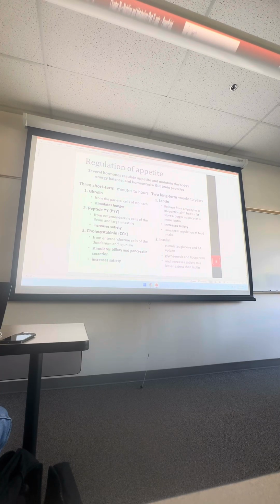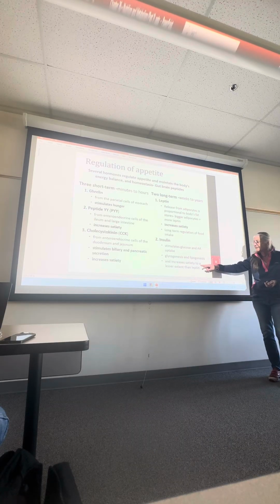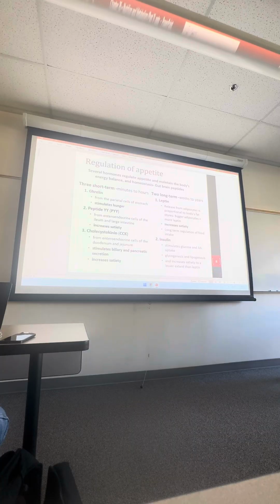Then we have insulin, and you wouldn't think of insulin as an appetite suppressor, but it is. So obviously we know insulin is important for taking up glucose. I didn't know about the amino acid thing, but yes, it participates in amino acid uptake, meaning we can add amino acids into our cells. It is involved with lipogenesis, making fats and making glycogen, and it increases satiety. And the way it increases satiety is by breaking through the blood-brain barrier and essentially telling your brain, hey, if I'm here, it means that there's plenty of glucose in the system, you don't need to eat anymore.